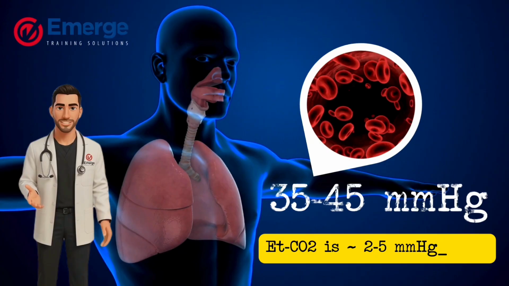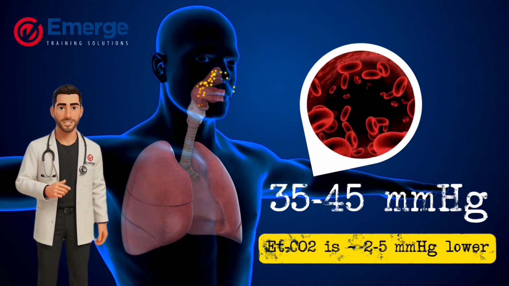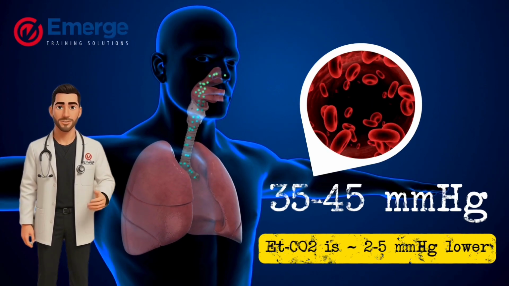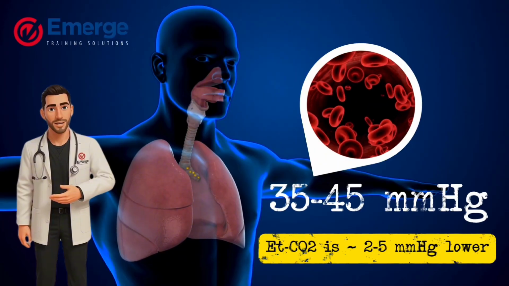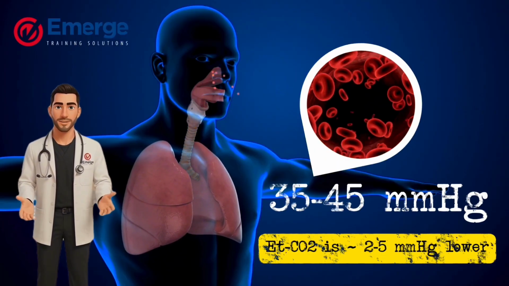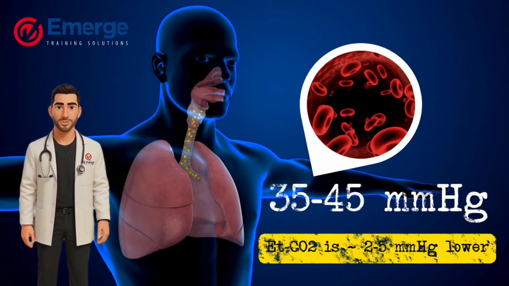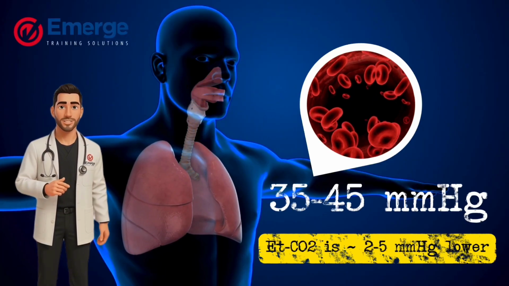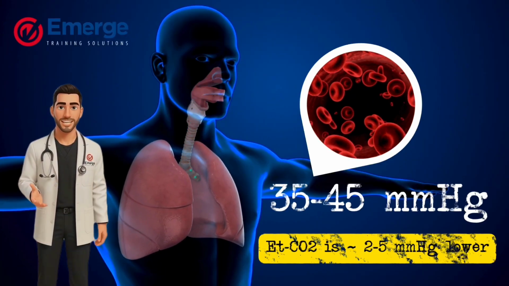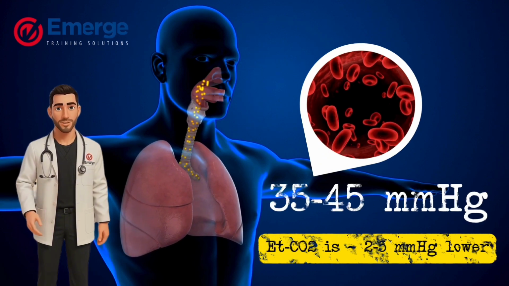That small difference exists because the air we exhale at the end of a breath contains a little bit of gas from dead space, areas of the lung that are ventilated but not perfused. Since no gas exchange happens there, that air is slightly diluted in CO2. As long as perfusion and ventilation are normal, this gradient stays narrow, tight, predictable, and physiologic.